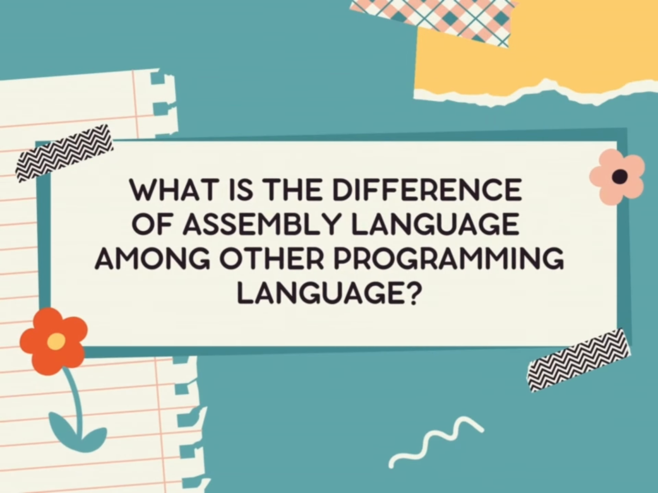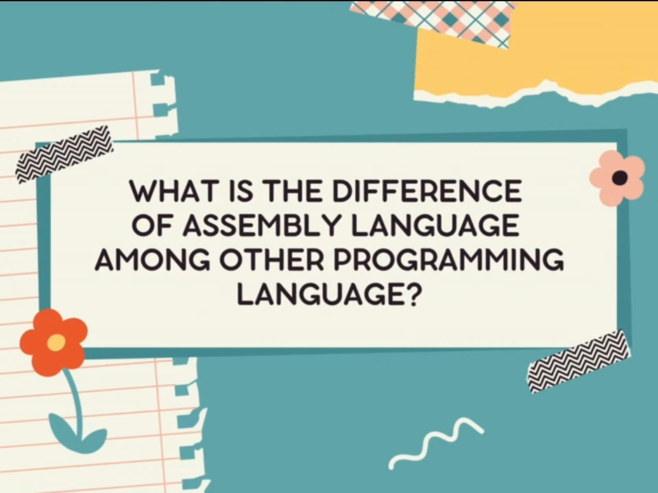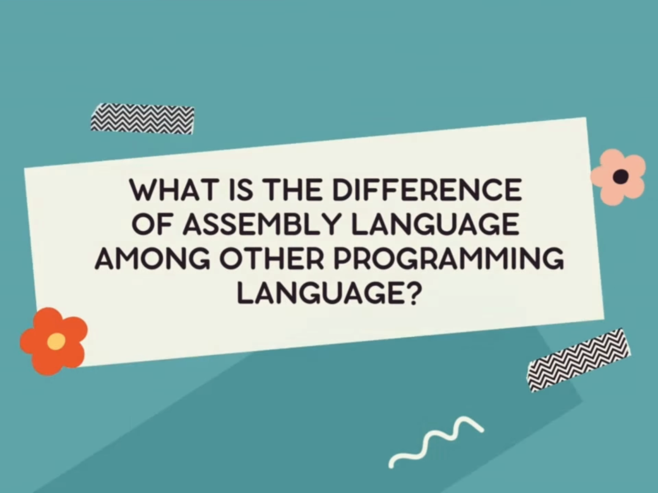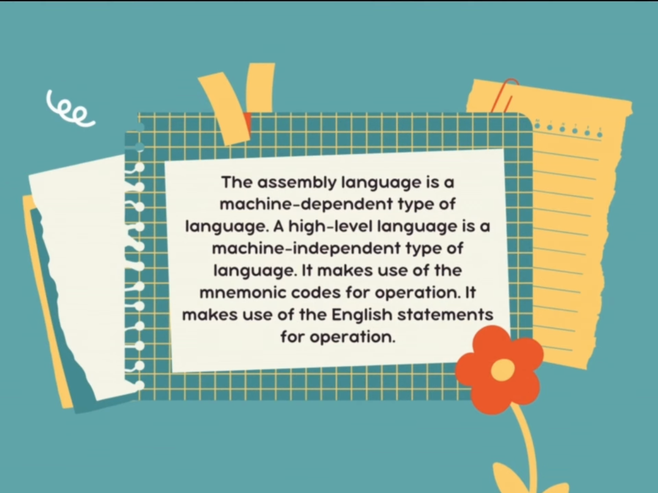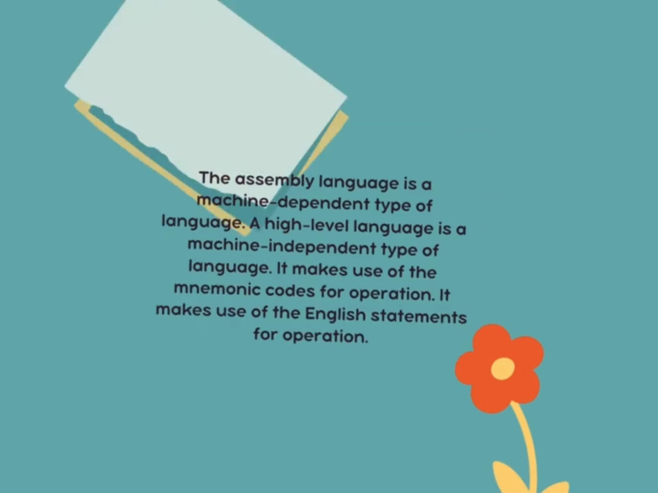What is the difference of assembly language among other programming languages? The assembly language is a machine-dependent type of language and it makes use of mnemonic codes for operations. And a high-level language, or the other programming languages, is a machine-independent type of language and it makes use of English statements for operations.